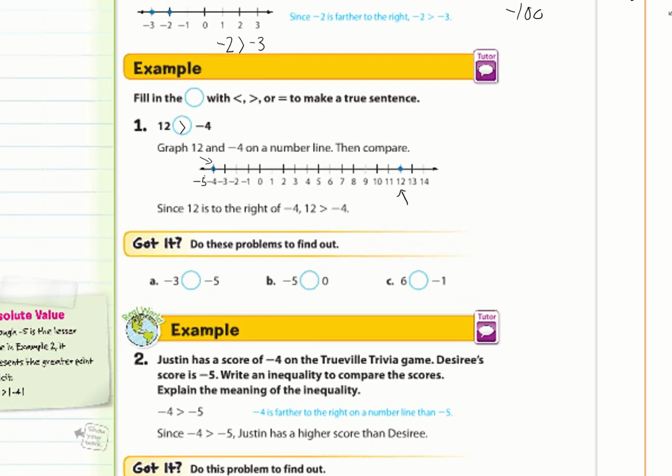So go ahead and try the Got It. You can use the number line above. Go ahead and pause the video. Alright, so if I look up here, -3 is to the right of -5, so -3 is going to be greater than -5. Then 0 is to the right of -5, so -5 is less than 0. And then 6 and -1, positive numbers are always greater than negative numbers. So 6 is greater than -1.